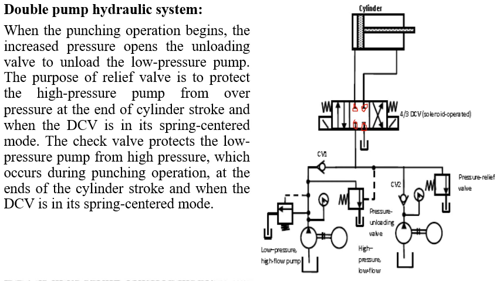The purpose of the relief valve is to protect the high pressure pump from over pressure at the end of the cylinder stroke, and when the DCV valve is in its spring centered mode, the check valve protects the low pressure pump from high pressure which occurs during the punching operation at the ends of the cylinder stroke and when the DCV is in its spring centered mode. This is the working of the double pump hydraulic circuit.